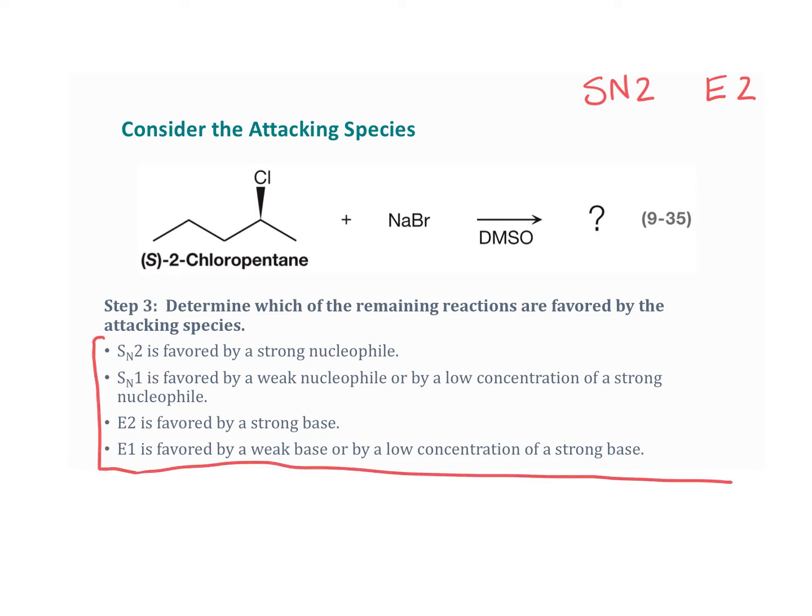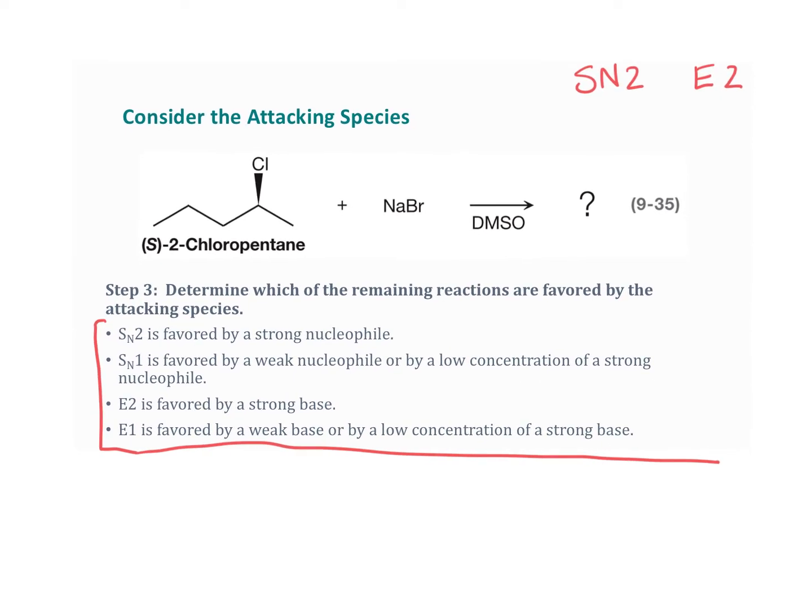Now, just like before, we're going to evaluate these and talk about these, and then use this equation 935 as an example. So SN2 is favored by a strong nucleophile. SN1 is favored by a weak nucleophile or by a low concentration of a strong nucleophile. E2 is favored by a strong base, and E1 is favored by a weak base or a low concentration of a strong base. So what we're really doing here is focusing in on the attacking species. Okay, so step 3 is all about the attacking species. And for our example here, the attacking species is bromine minus. So we need to ask ourselves some questions about bromine minus. The first thing we need to ask ourselves is, is it a strong or weak nucleophile?